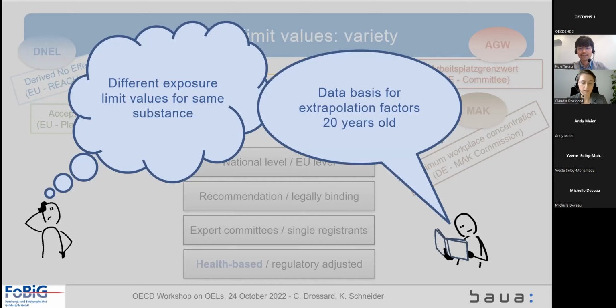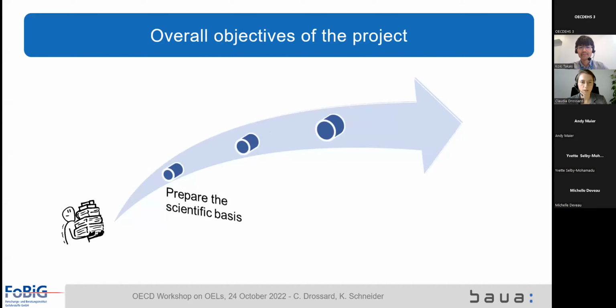It is not practicable that exposure limit values for the same substance differ, but the European committees involved at that time, SCOEL and RAC, have not been able to agree on a limit value for individual substances. Therefore, the European Commission saw a need for action to advance the harmonization of limit values. As a step in this direction, we thought it was important first to create an up-to-date database. Bauer already carried out projects on extrapolation factors in the late 1990s. The results have been incorporated into the criteria for deriving OELs in Germany. However, the database is about 20 years old, and an update was desirable.